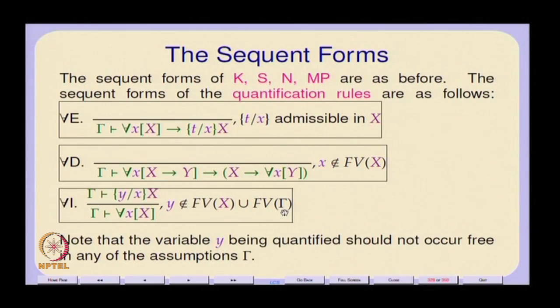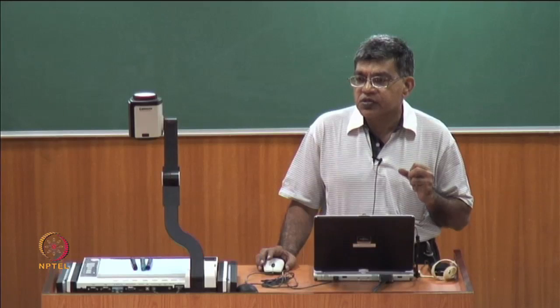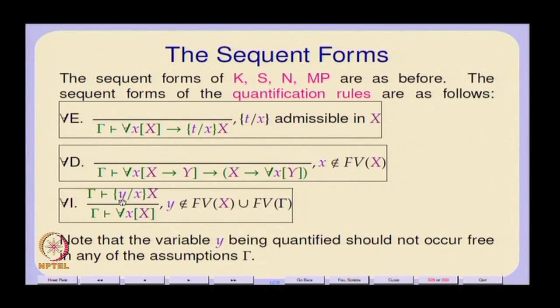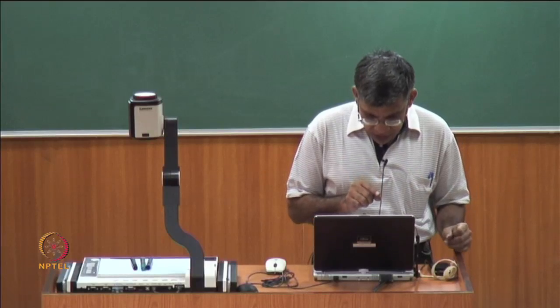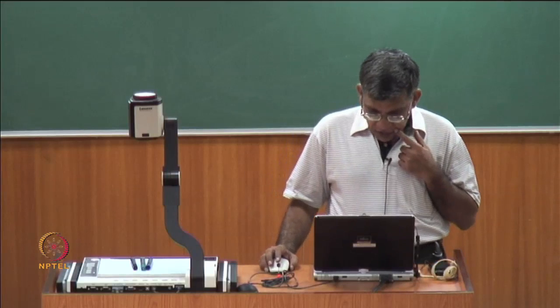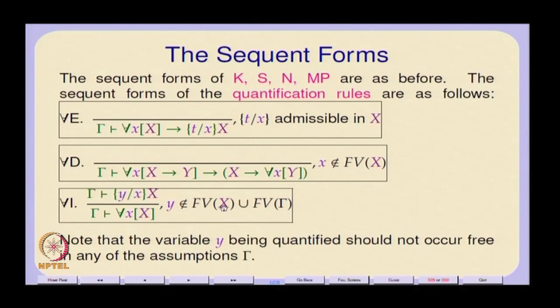If it does occur, then you are not necessarily preserving validity if you generalize on y. Whereas, if it does not occur free, then this y, replacing small x and capital X and occurring free, is essentially an arbitrary y, it is not a particular y, and hence can be generalized. Yeah, I mean, that's the intuitive idea why you need to be careful about the occurrences of free variables, right? So, in the sequent form, we will actually use universal generalization in this way.